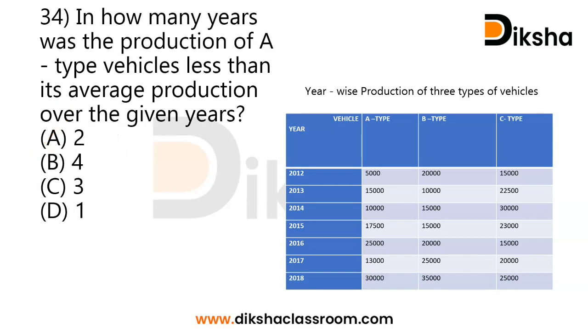So moving to the next question, question number 34. In how many years was the production of A-type vehicles less than its average production over the given years? So it's a bit of a twist on all the questions of our discussion on data interpretation. Firstly you want to find the average production of A, then we want to find how many years the production of A was less than that.